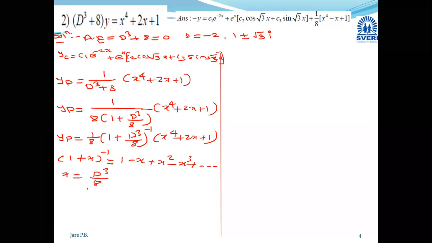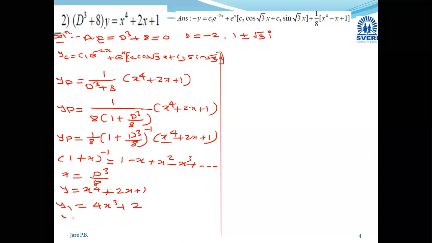Now, up to which term to expand, that is important. Here the highest power is x raised to 4, which means how far does the derivative go? Let me call this term y: y equal to x raised to 4 plus 2x plus 1. What is its first derivative y1? Yes, 4x cube plus 2.